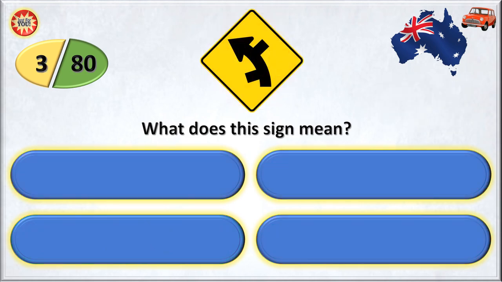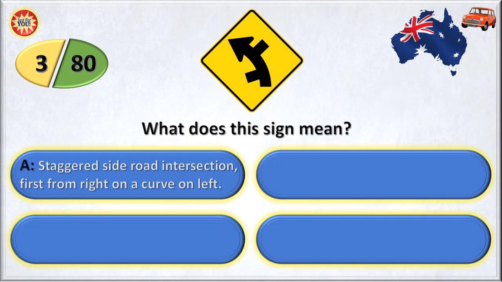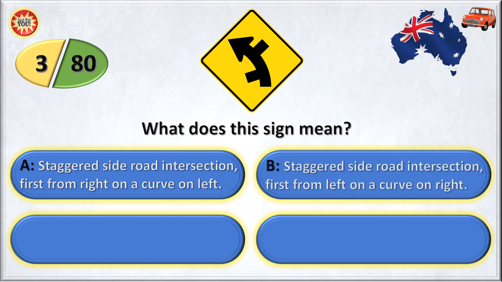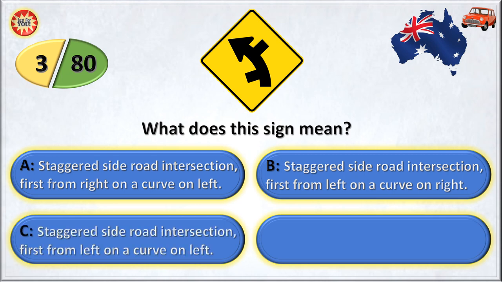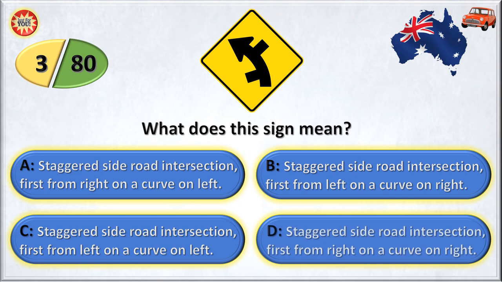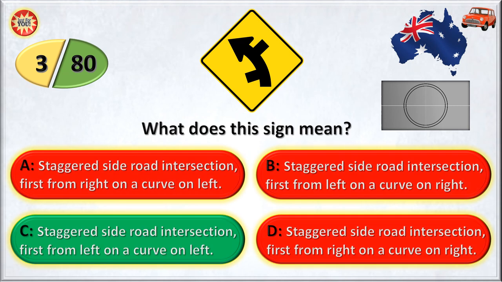What does this sign mean? Staggered side road intersection, first from right on a curve on left. Staggered side road intersection, first from left on a curve on right. Staggered side road intersection, first from left on a curve on left. Staggered side road intersection, first from right on a curve on right. Staggered side road intersection, first from left on a curve on left.